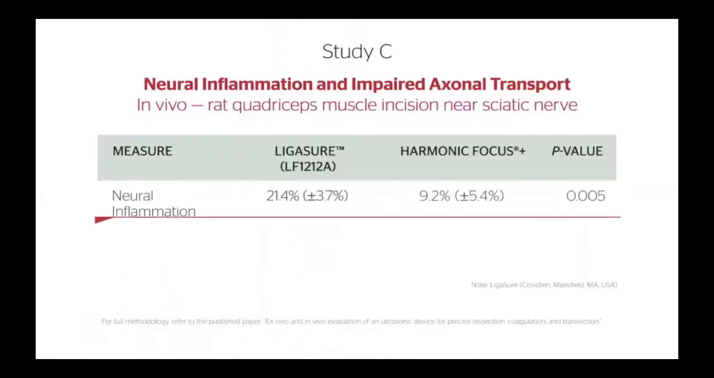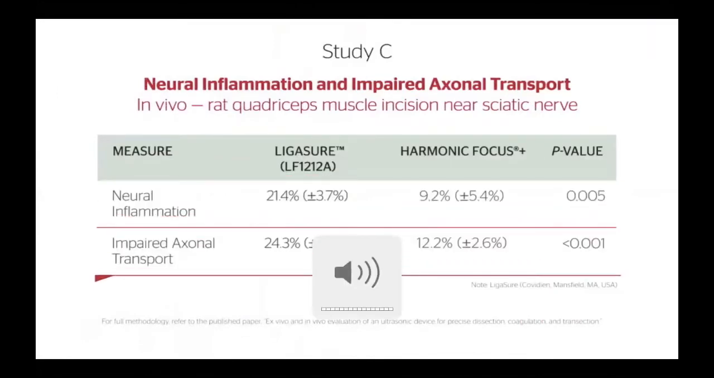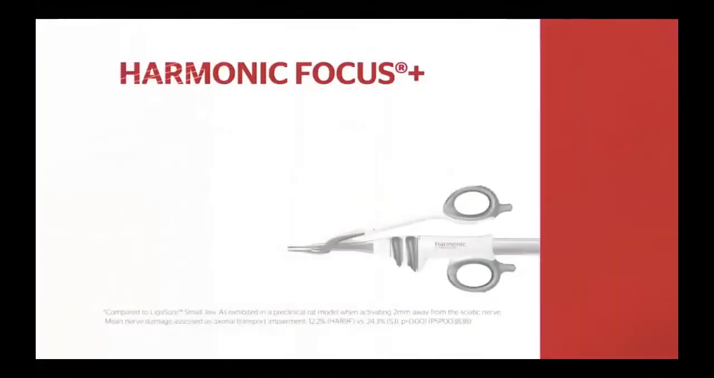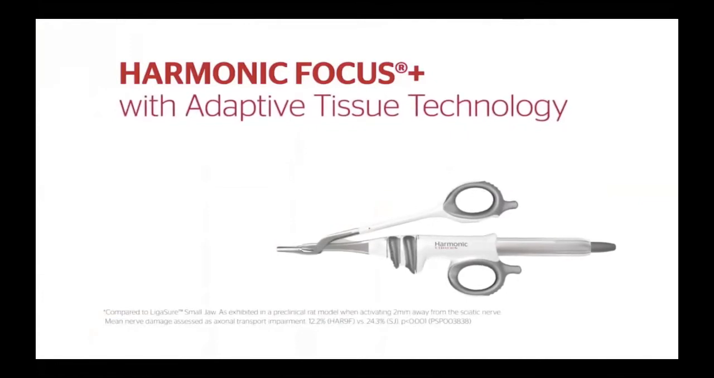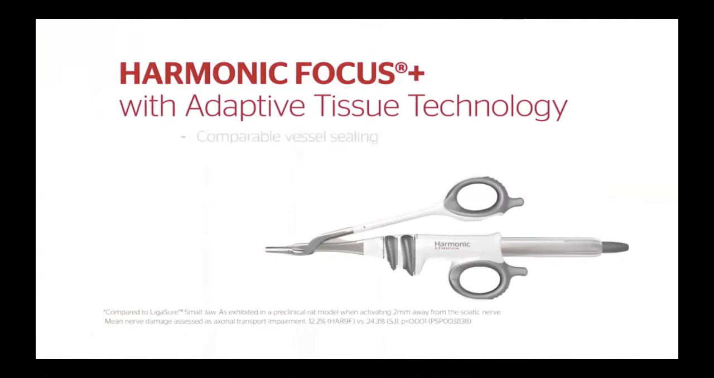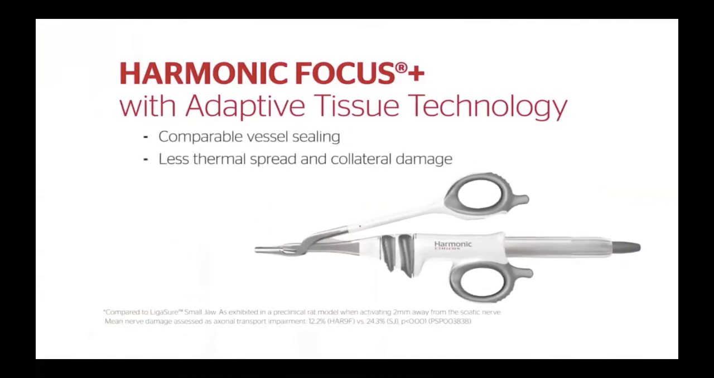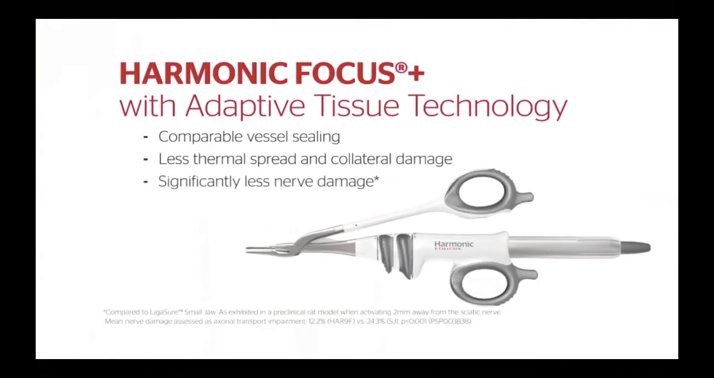Furthermore, the rates of neural inflammation and impaired axonal transport associated with Harmonic Focus Plus were significantly lower than those associated with the advanced bipolar device. These results demonstrate the transformative capability of Harmonic Focus Plus with adaptive tissue technology. When tested against an advanced bipolar device, Harmonic Focus Plus provided comparable vessel sealing with less thermal spread and collateral damage, and significantly less nerve damage.